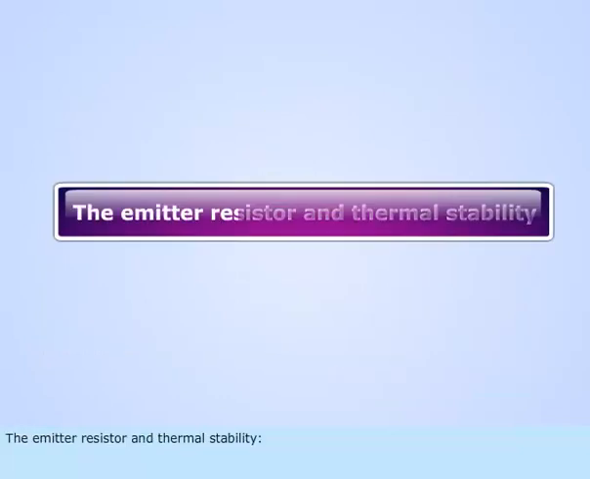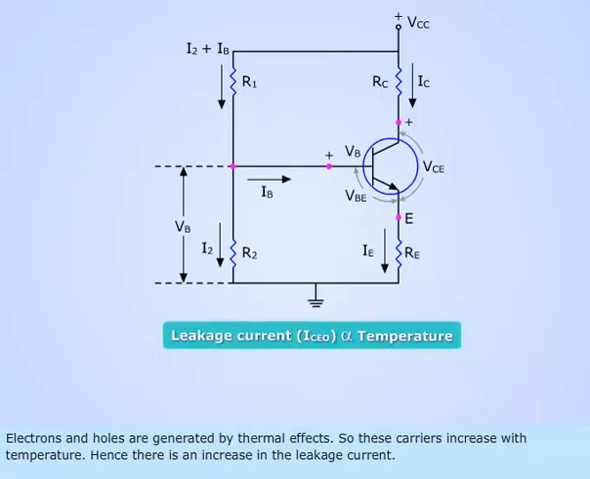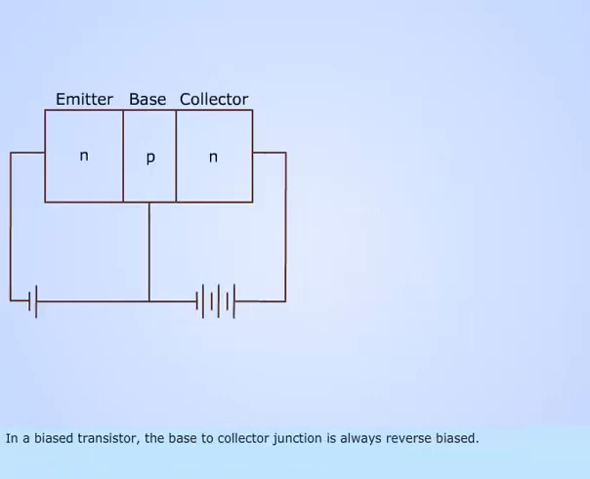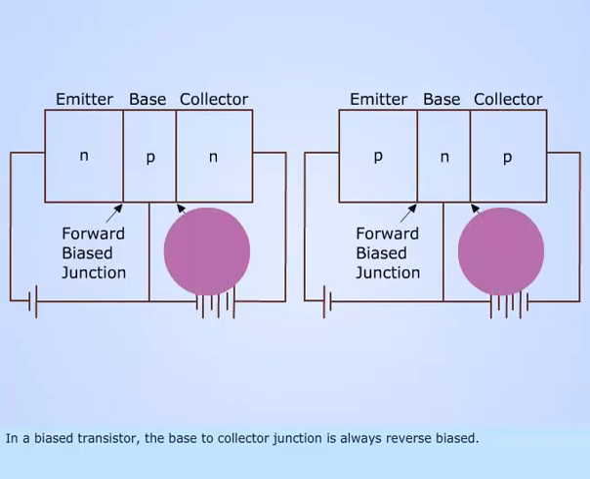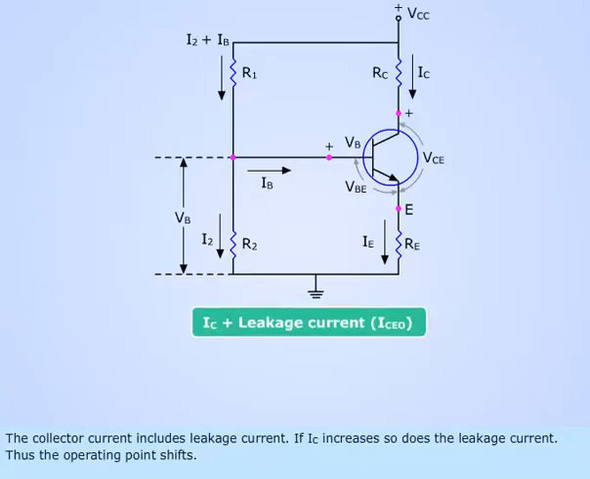The emitter resistor and thermal stability. Electrons and holes are generated by thermal effects. So, these carriers increase with temperature. Hence, there is an increase in the leakage current. In a biased transistor, the base to collector junction is always reverse biased. The collector current includes leakage current.